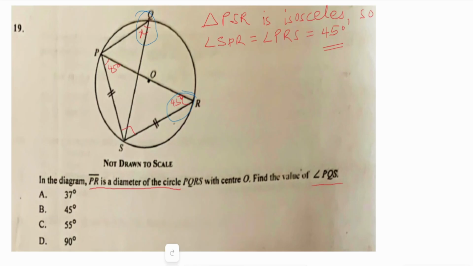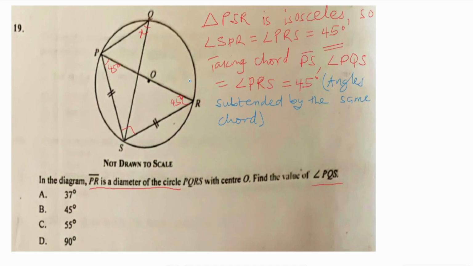And one of the circle theorems says that angles subtended by the same chord in the same segment are equal. So it means that since angle PRS is 45 degrees, angle PQS will also be 45 degrees. Let me write that quickly. And looking through the options, the correct answer is option B.